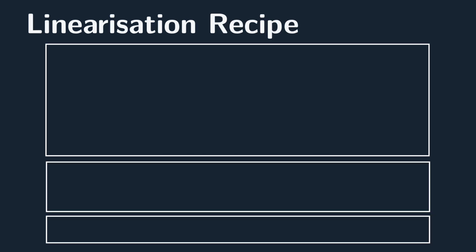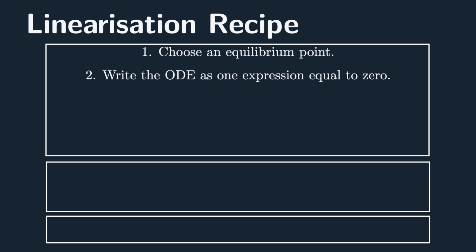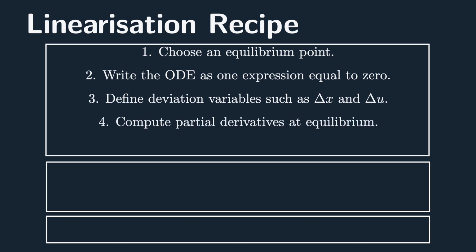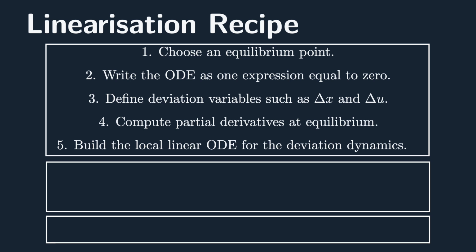Let's finish by summarizing the linearization recipe. First, choose an equilibrium point. This gives the equilibrium values such as x sub e and u sub e. Second, write the ODE as one expression equal to 0. This gives us the expression f that we want to linearize. Third, define deviation variables such as delta x and delta u to describe deviations away from the equilibrium point. Fourth, compute the partial derivatives at the equilibrium point. These give the local slopes used in the linear approximation. Finally, build the local linear ODE for the deviation dynamics.